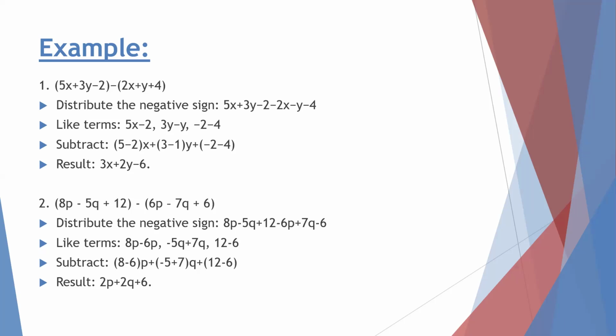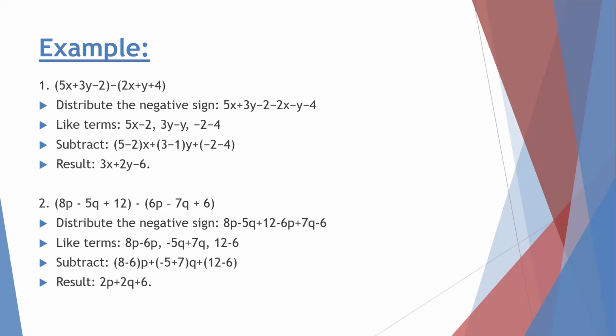First thing is distribute the negative sign, which means the first bracket will be the same as it is: 8p minus 5q plus 12. Change the sign of the second bracket: minus plus minus 6p, minus minus plus 7, positive 7q, minus plus minus 6. Now you can bring all the like terms together and then you can subtract. So like terms are 8p minus 6p, minus 5q plus 7q, 12 minus 6.